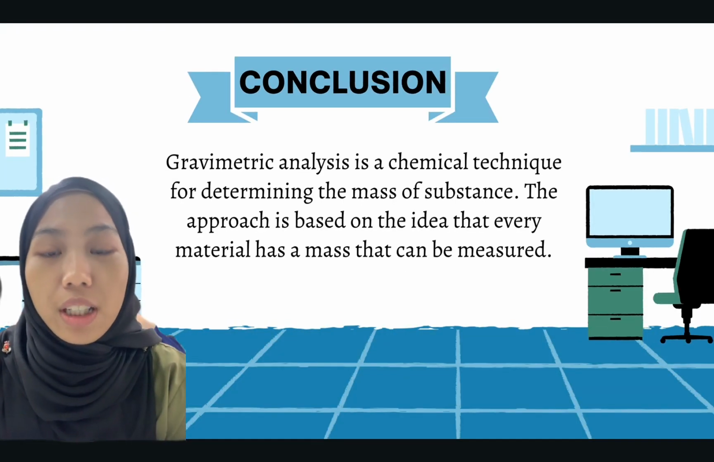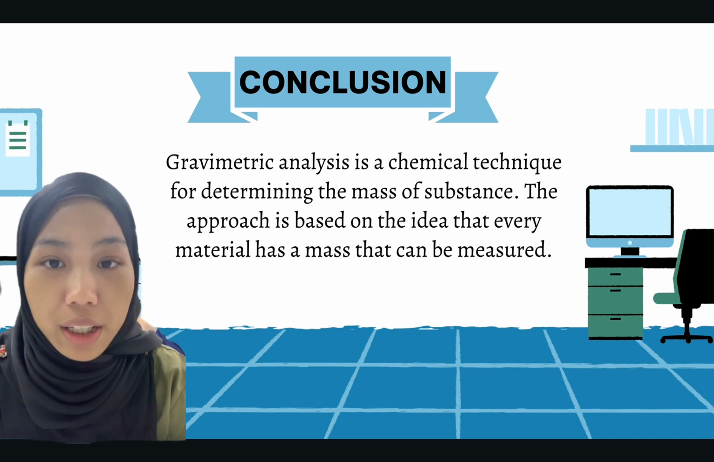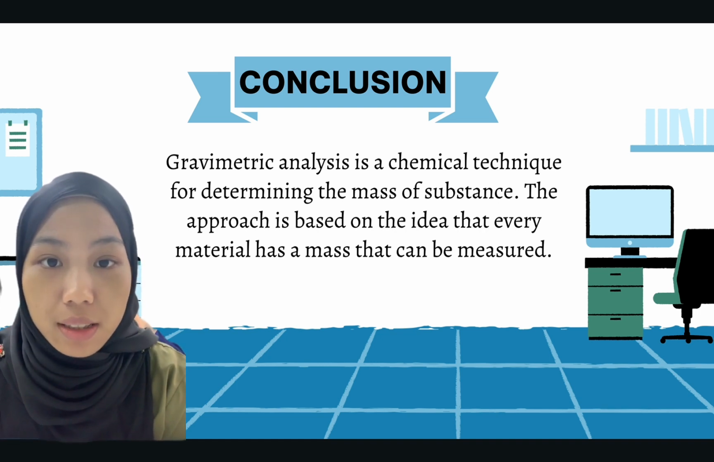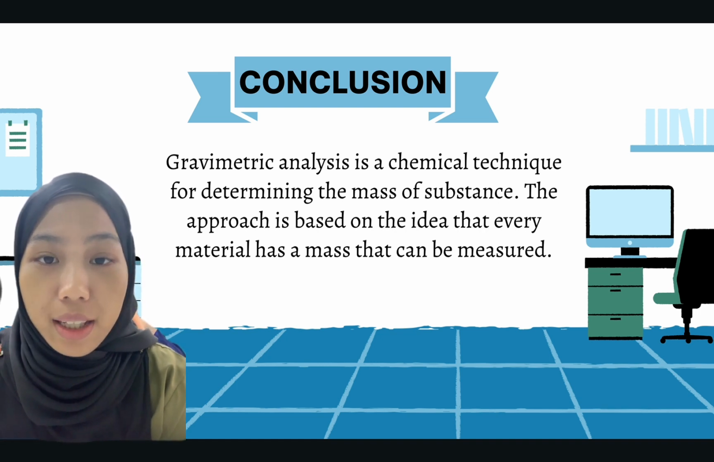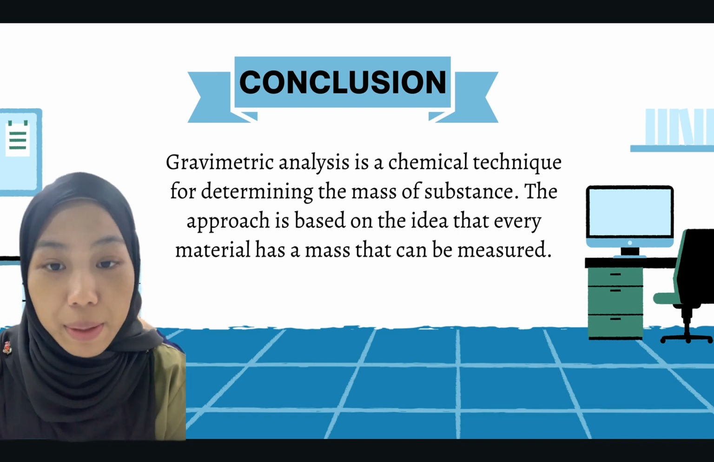In conclusion, gravimetric analysis is a chemical technique for determining the mass of a substance. The approach is based on the idea that every material has a mass that can be measured.